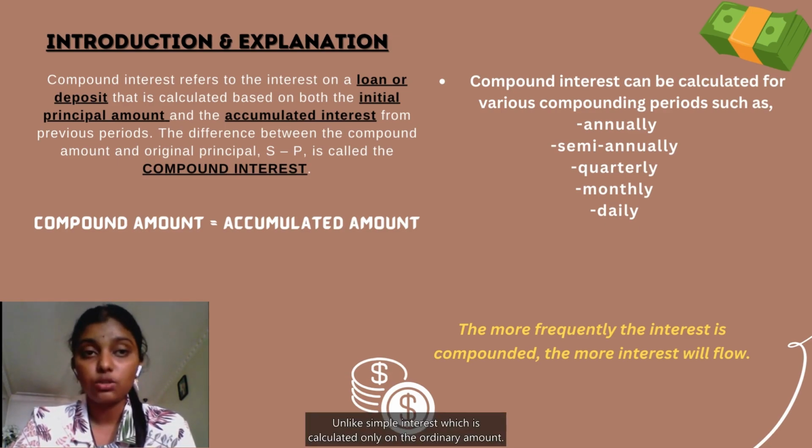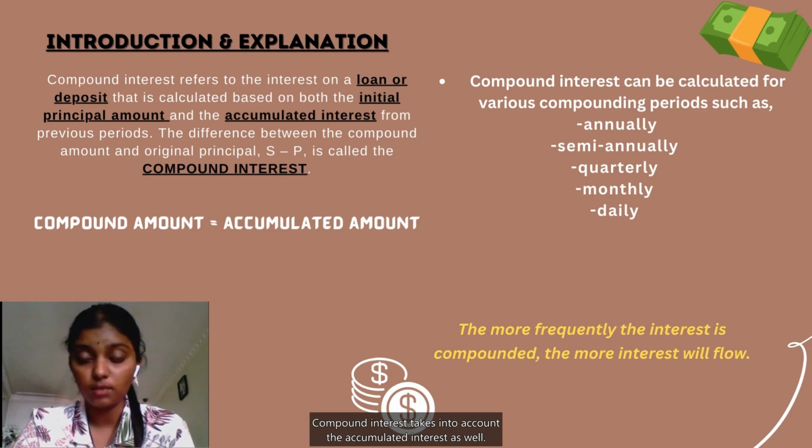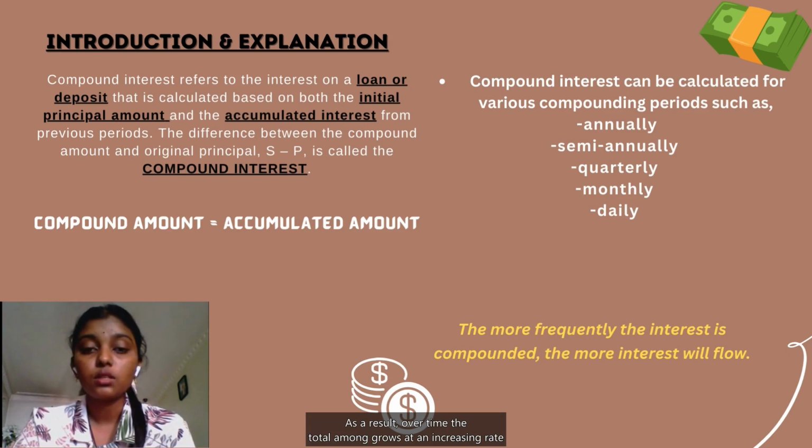Unlike simple interest, which is calculated only on the original amount, compound interest takes into account the accumulated interest as well. As a result, over time, the total amount grows at an increasing rate, leading to exponential growth. Compound amount is also referred to as accumulated amount.